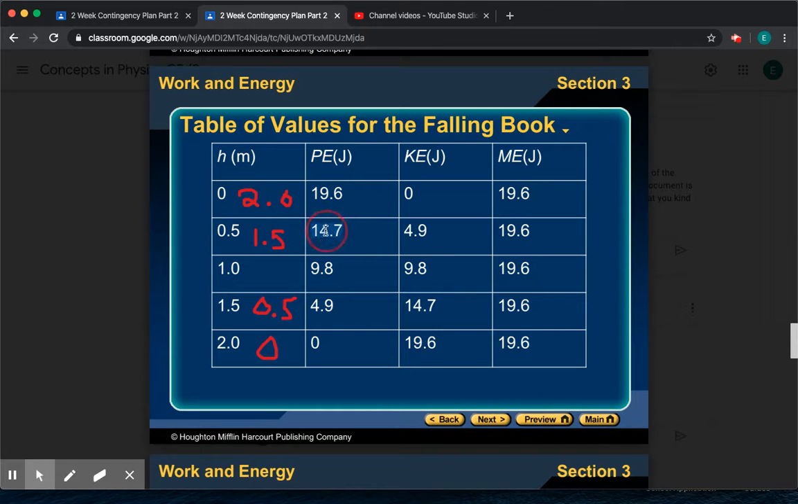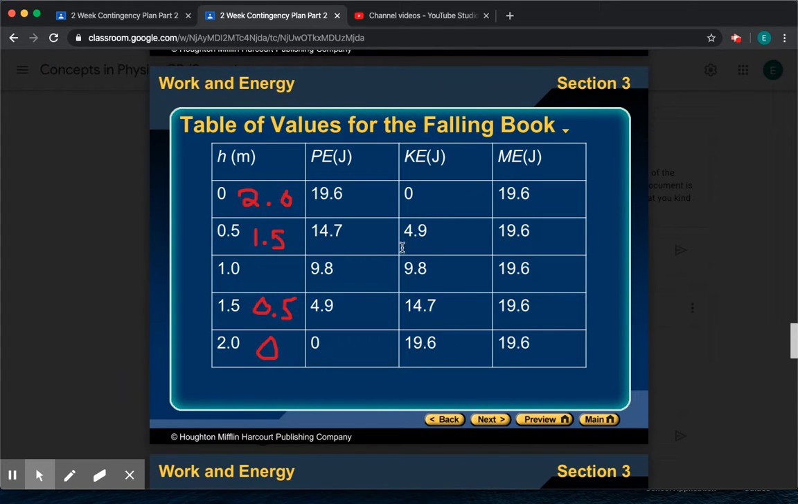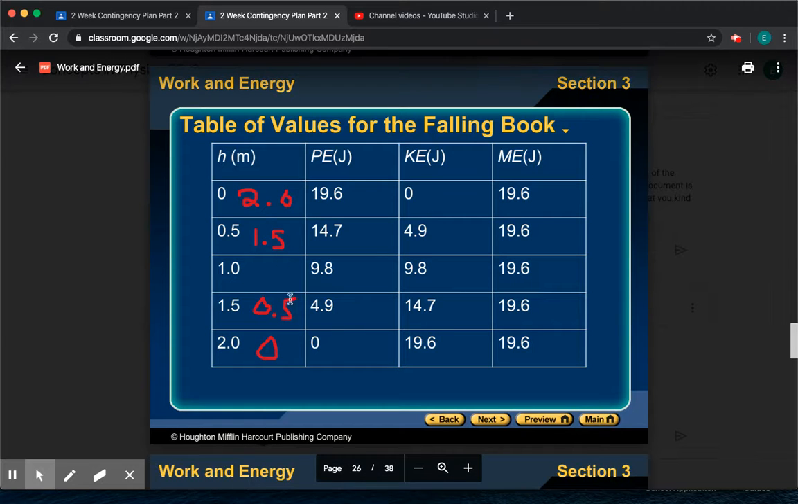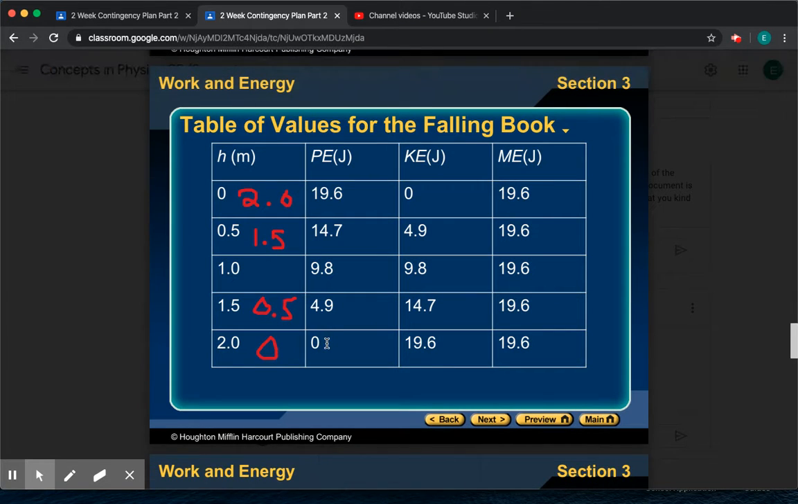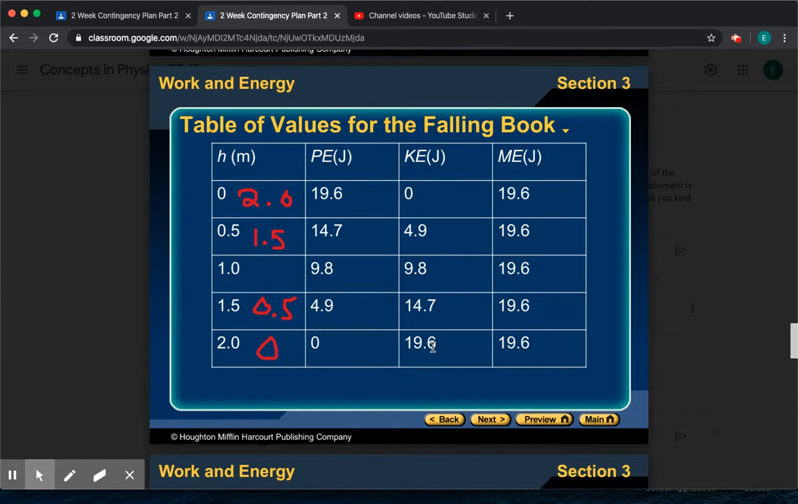As you fall, notice what's happening. The potential is being converted to kinetic. At the halfway point, notice the potential energy and the kinetic energy are the same number. And as you continue to fall, now you have the opposite of the 1.5. Notice how these just reverse. Again, your potential is being converted to kinetic. And once you hit the bottom, all your potential is gone, and now you're left with just kinetic. So what's happening is your potential energy is being converted to kinetic energy as you fall.